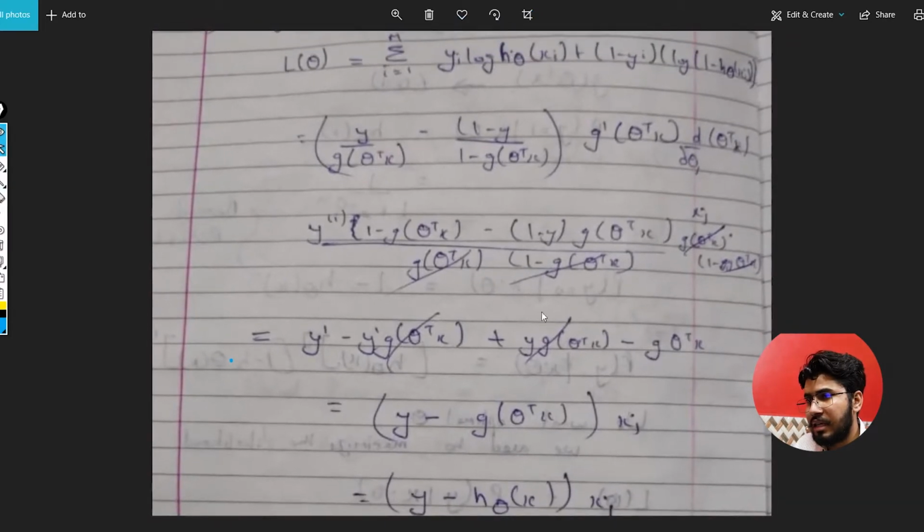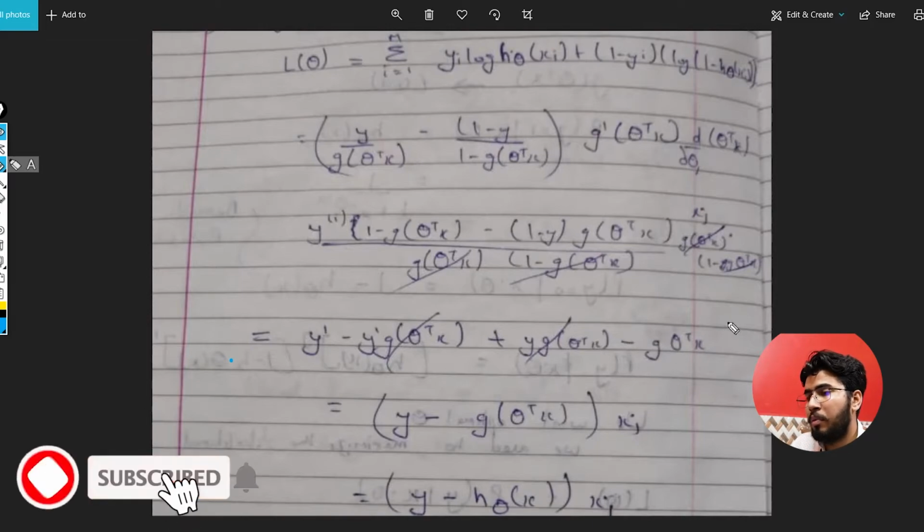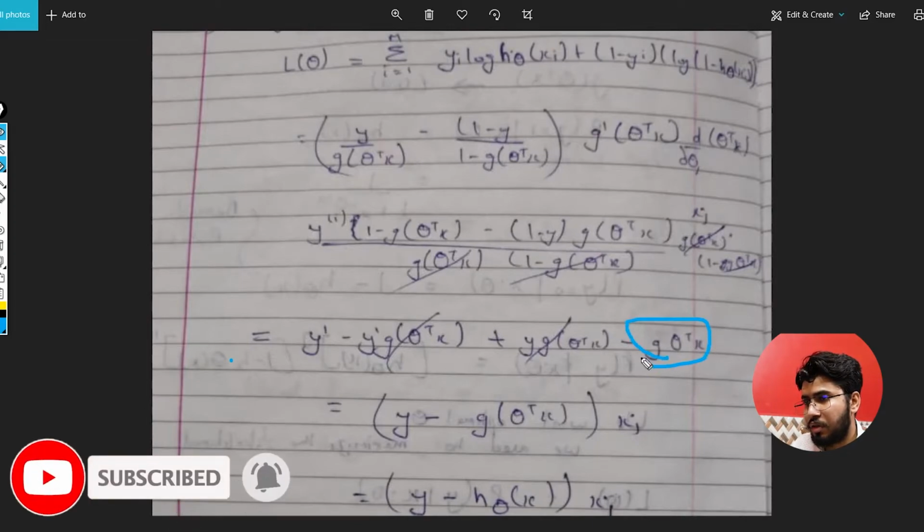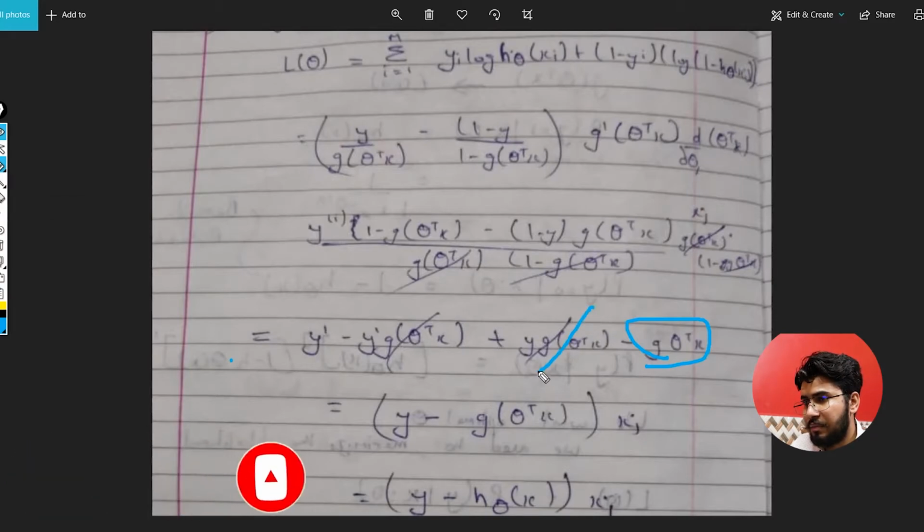Okay, now the next thing I'm going to do is multiply them together, that we have done here. So yi minus yi into the sigmoid function plus y into the sigmoid function minus g, or basically you can say directly this is a sigmoid function. Now these values are the same, so I can just cancel them out, and this is also going to be yi. So we are going to cancel them out. Now we are left with this part.